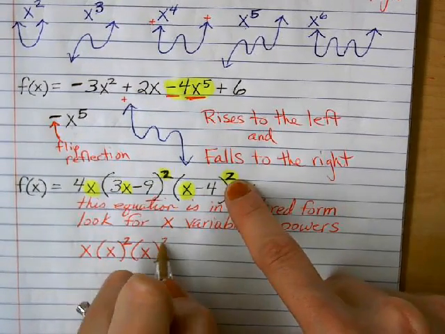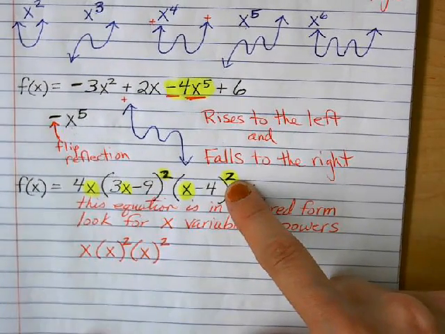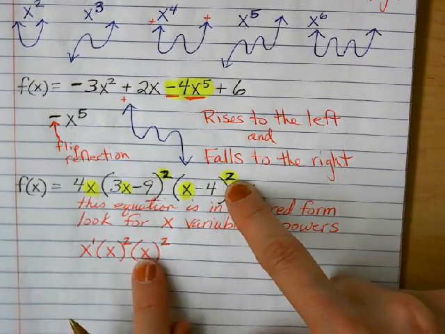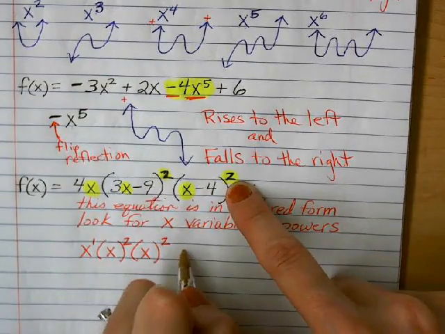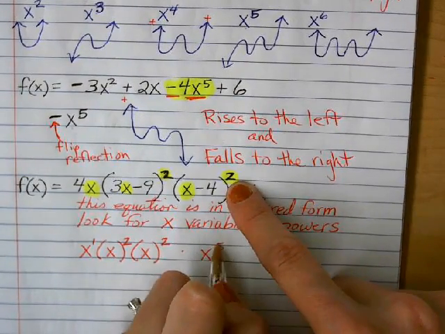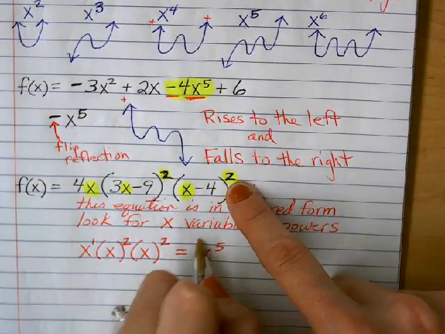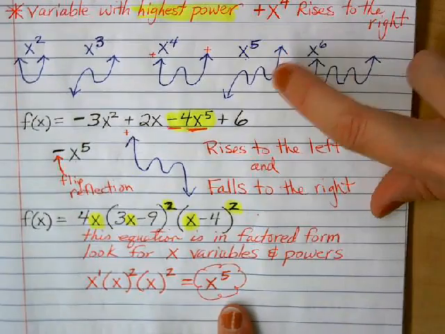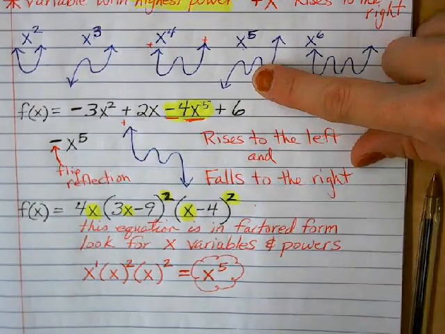So what power is this if you put all those x's together? If you have one x right here, and two there, and two there, how many do you have all together? Yeah, that'd be x to the 5th. So this is an x to the 5th graph. Doesn't that look like, we got a picture of one right there. It looks like that. So what would we say for the end behavior? Could you guys tell me the end behavior this time?